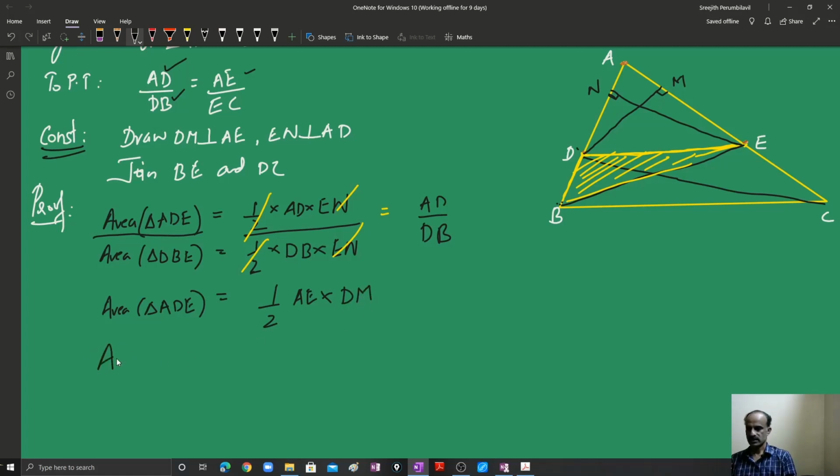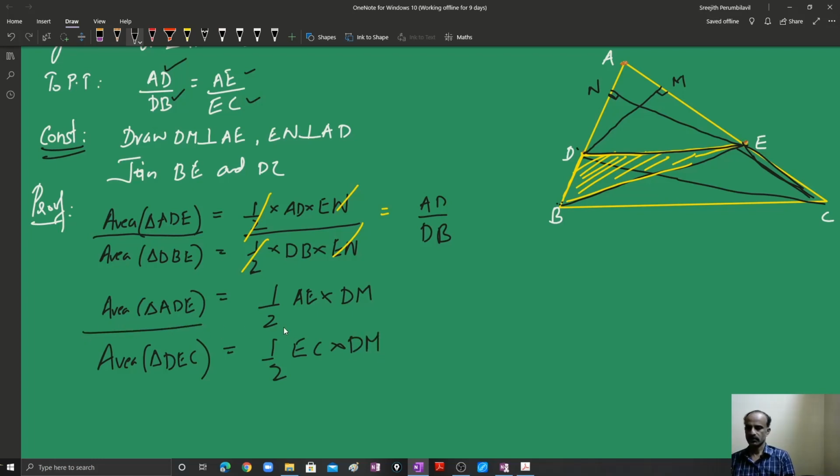Now next is area of triangle. You tell me, what is the base? It is EC. Is there any triangle with EC as base? There are two triangles, EBC and DEC. I'll take area of triangle DEC, which is equal to half into EC into the height. It's an obtuse angle, so the height is outside, DM.